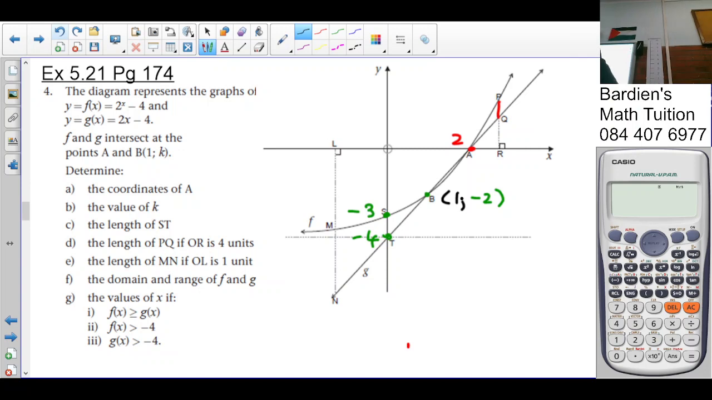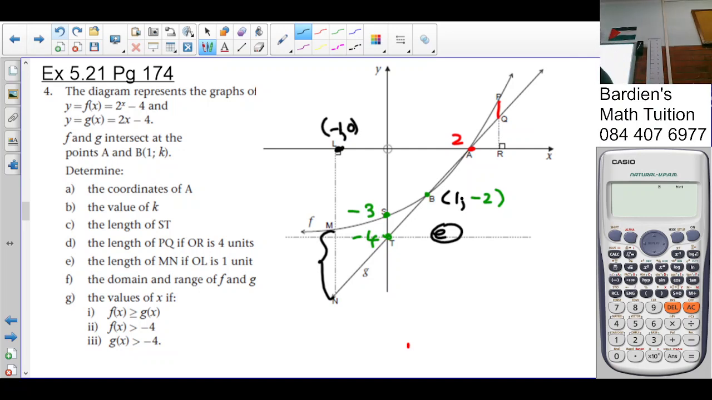Alright, next question. E. They want you to calculate the length of MN, if OL from O to L is 1 unit. So what's your x value here at L? How can it be 2? If this is 1, then what will the coordinate of L be? Negative 1 and 0, the negative part of your x axis.